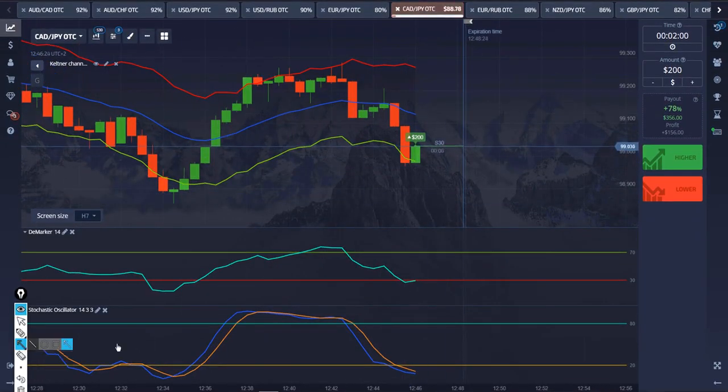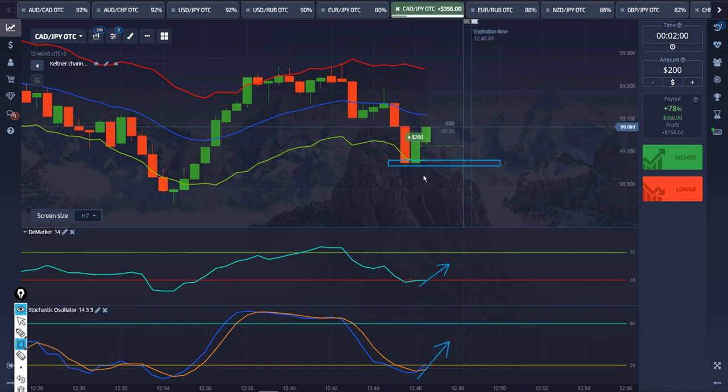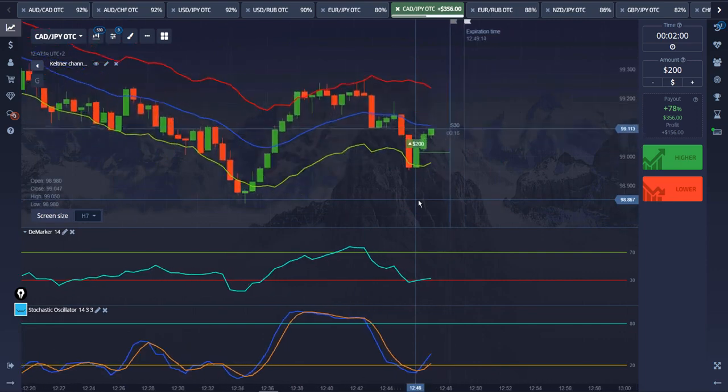The trade on the screen is a call option trade. To get signals for good entry points, follow these conditions. For a call option trade entry point, the red candles should reach the lower Keltner channel line, the stochastic oscillator should be in oversold condition, and the DeMarker indicator should also be in oversold condition. Then you place the call option trade.